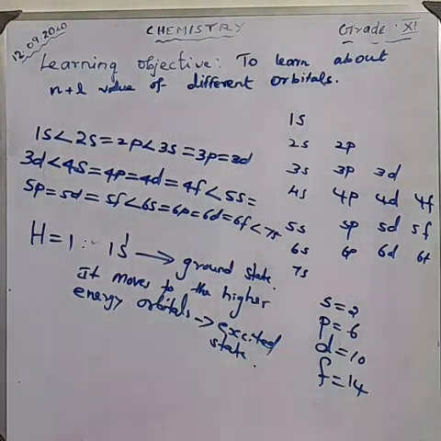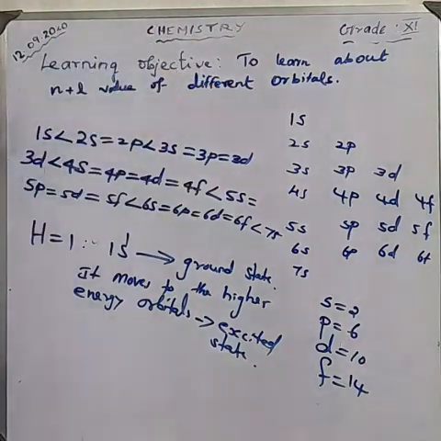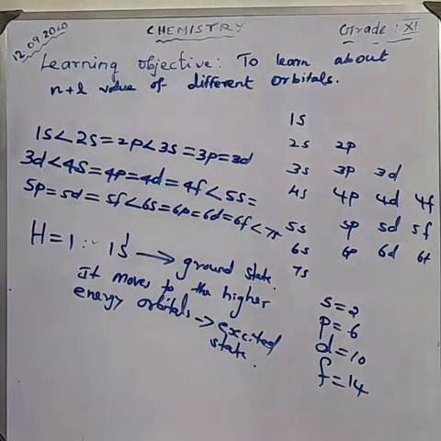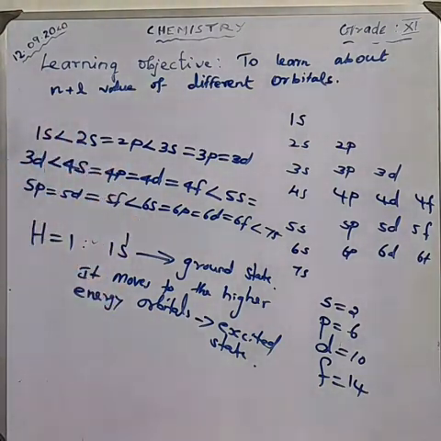Okay? Clear? I told you that the hydrogen atomic number is 1. Number of electrons is also 1. So, hydrogen ground state is 1s1. Suppose when an electron gains some energy, hydrogen gains some energy, it moves to a higher energy orbital, such as 2s or 2p or 3s, like that. That state is called what? Excited state. Clear?